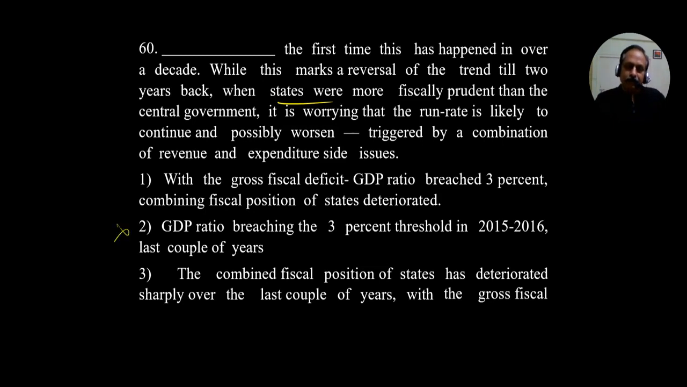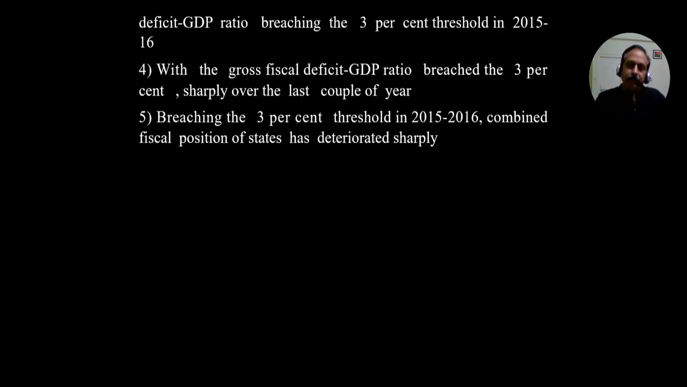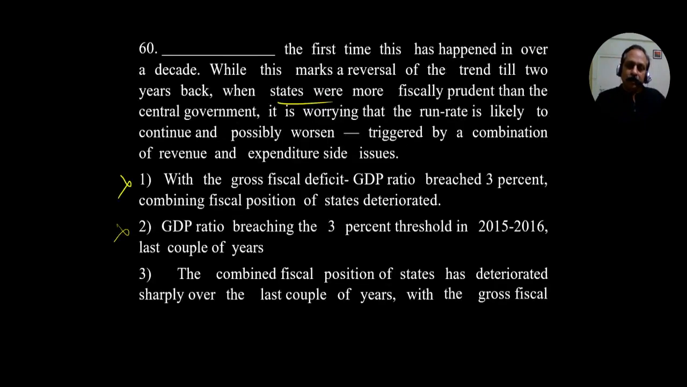Again, doesn't make any sense. The combined fiscal position of states has deteriorated sharply over the last couple of years. See how the sentence goes. The combined fiscal position of states has deteriorated sharply over the last couple of years, with the gross fiscal deficit GDP ratio breaching the 3% threshold in 2015-16. Answer is the third option.